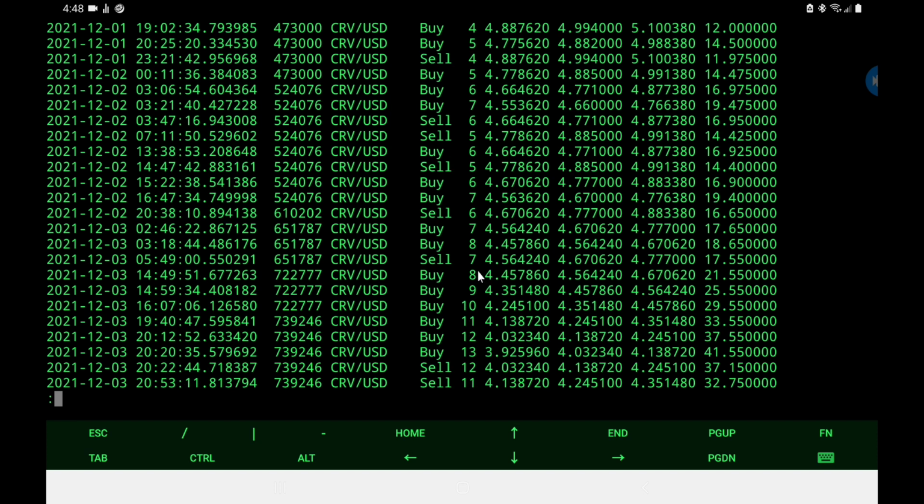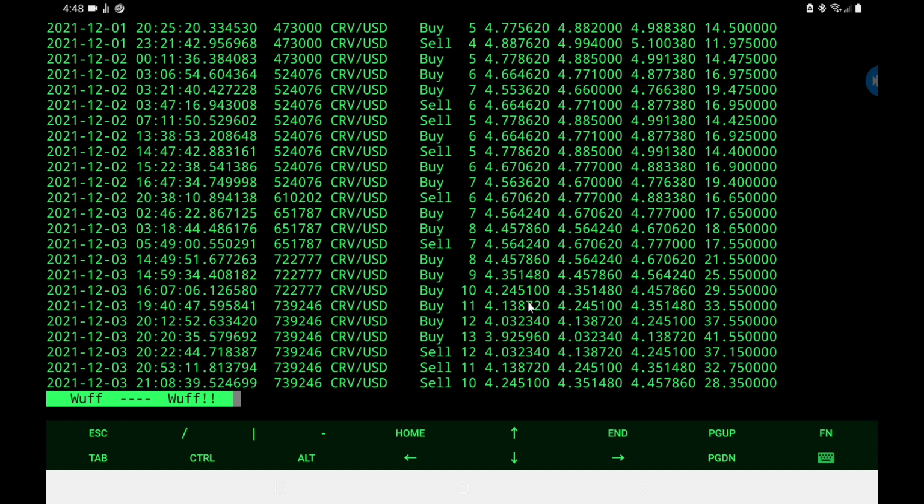Now we have an accumulation run. So 8 all the way down to 13 is an accumulation run. And now you see 12, 11, and 10. We're selling off what we purchased. And again, you can see the values, level 12, level 12. And you see how it's dropping from my accumulations.